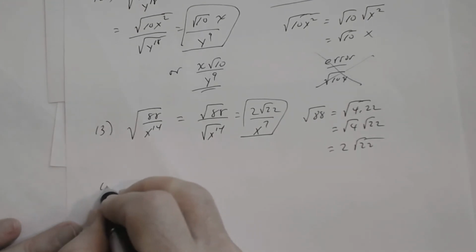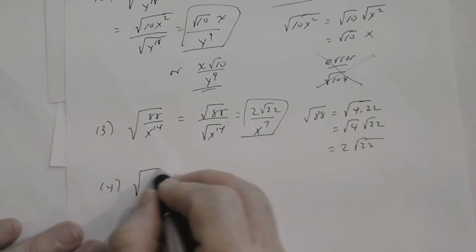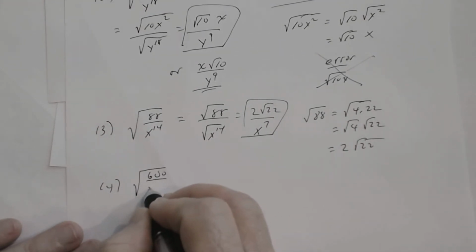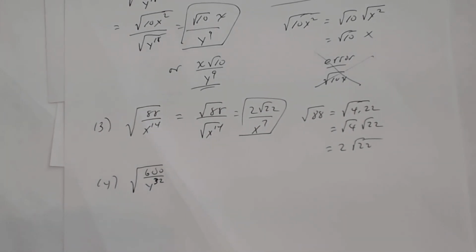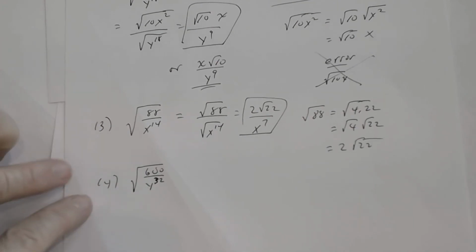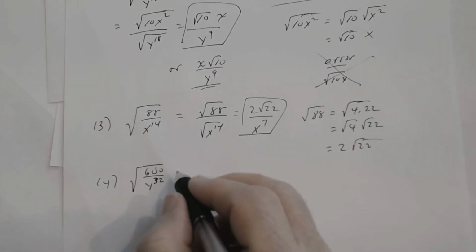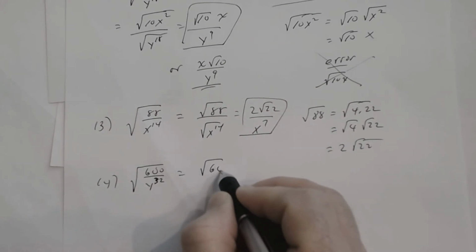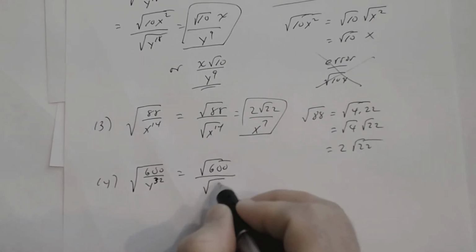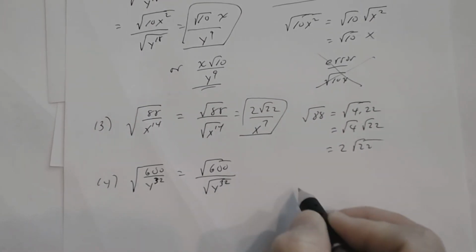Let's be number 14. The square root of 600 divided by y to the 32nd. That's y to the 32nd power. So it's kind of like number 13. I just want to do an extra one like number 13. According to the quotient rule first, you get the square root of 600 divided by the square root of y to the 32nd.